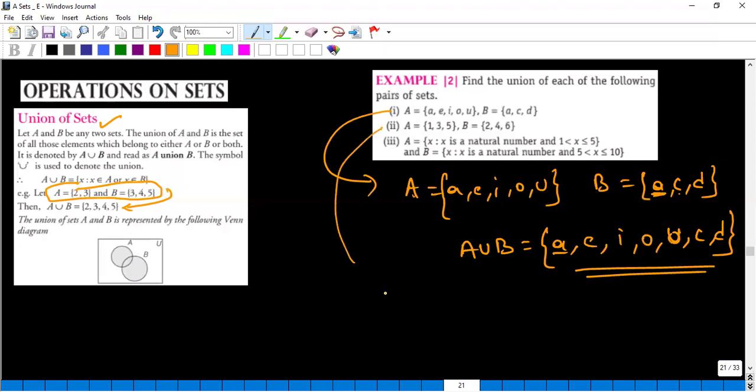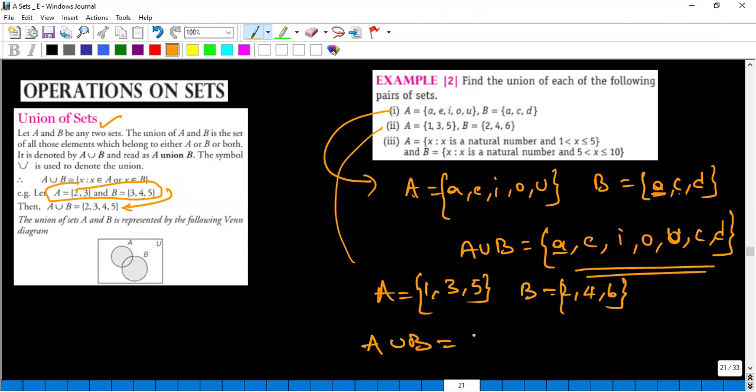Then what do you tell about this? Set A is 1, 3, 5. Set B is 2, 4, 6. I will write A union B like 1, 2, 3, 4, 5, 6. Okay. X is a natural number, 1 less than x less than or equal to 5. So the set will be like this.